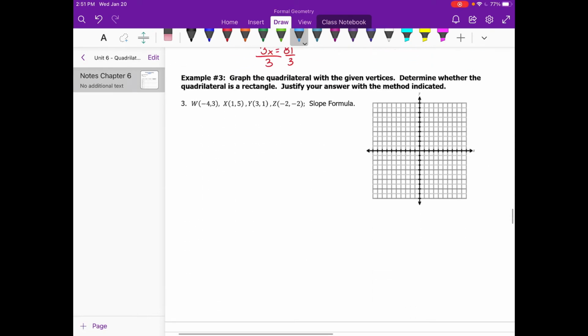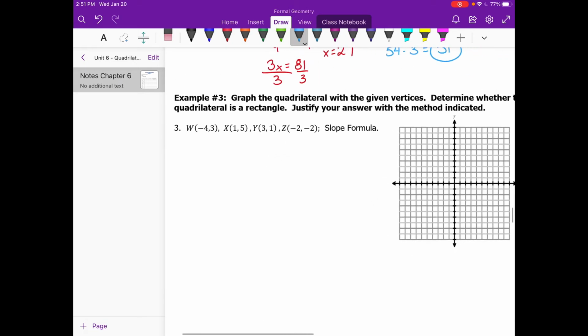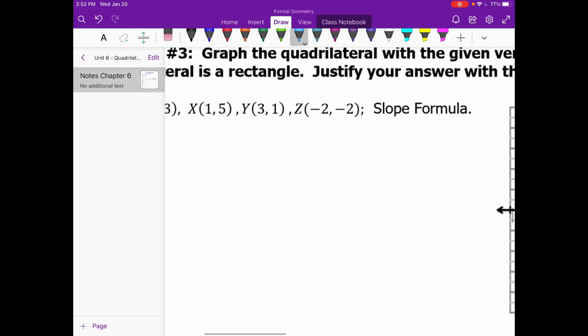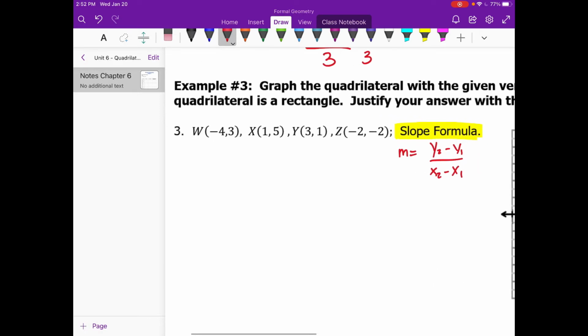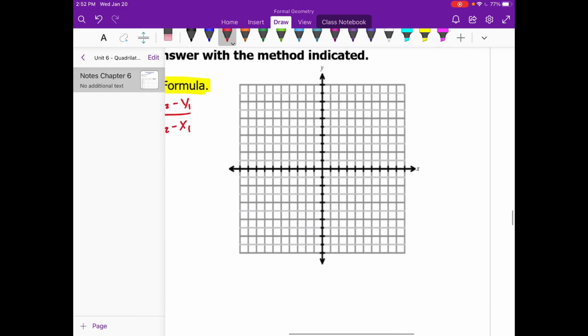Moving on to number 3. So in this one, we have to graph the quadrilateral and determine if it is a rectangle. And it tells us that we have to use this method that they tell us to use, which is the slope formula. Remember, the slope formula is y2 minus y1 over x2 minus x1. That is the slope formula. But first, I'm going to graph my points because that just seems like a good place to start.